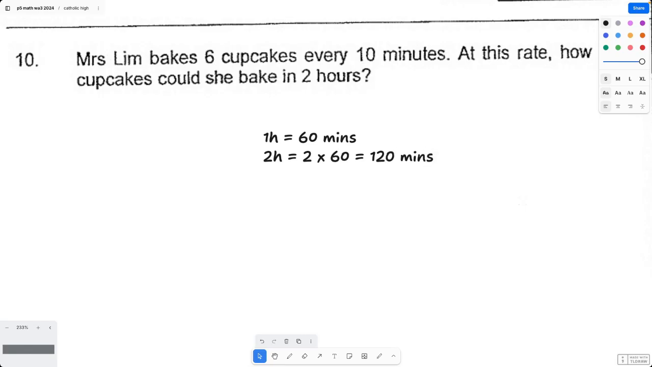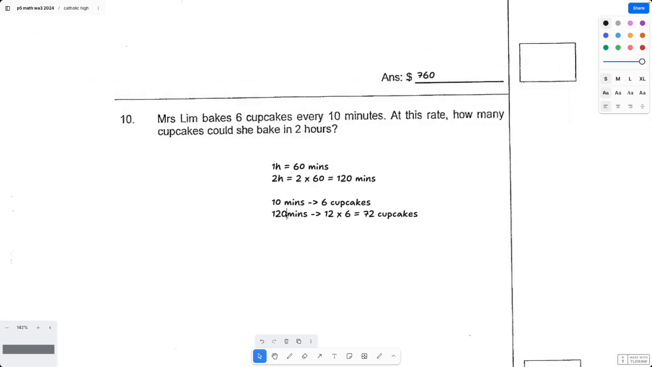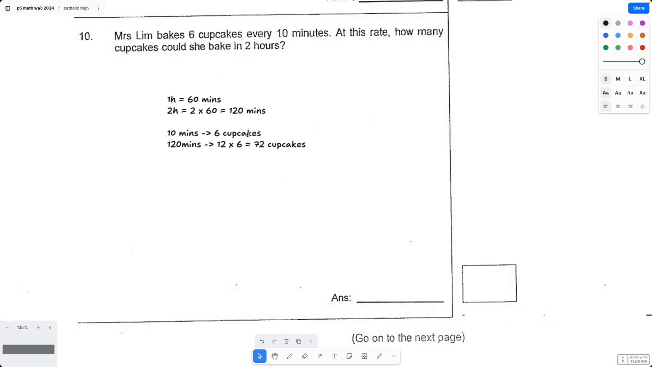Right. So we also know that 10 minutes gives us 6 cupcakes. So we want to go 120 minutes, which is basically 10 times 12, right? So that means 12 times 6. Okay. You should know your 12 timetable. They should give you 72 cupcakes. There you go. So that's the answer, 72 cupcakes. All right. Very good. Pretty straightforward.